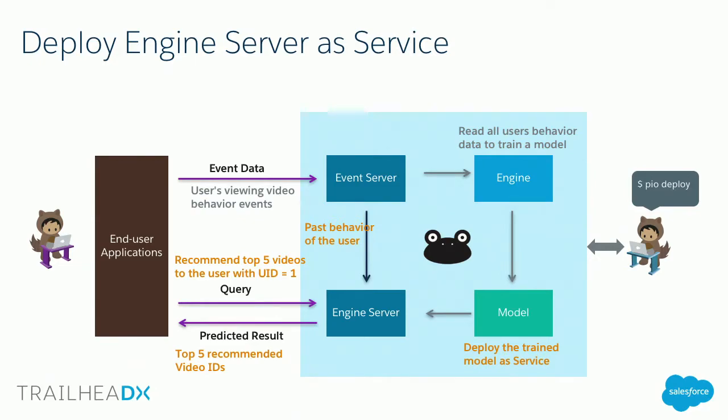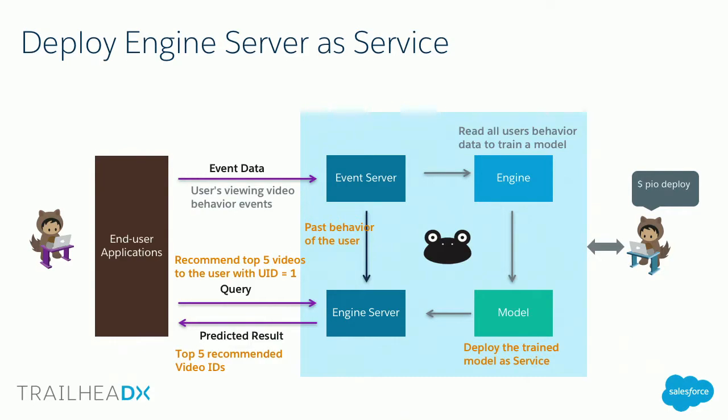Then the next step is, once you have the model, you can deploy it as a service. PredictionIO provides a CLI command, pio deploy. Basically what it does is create an engine server. The engine server will take the model, load it in memory, and then respond to real-time queries. So your applications can send a query.